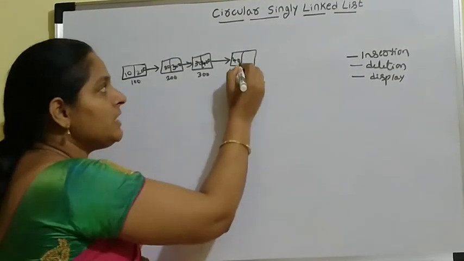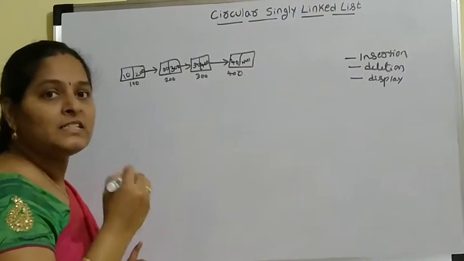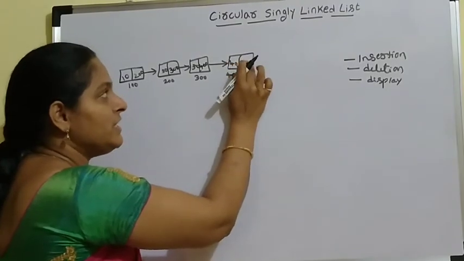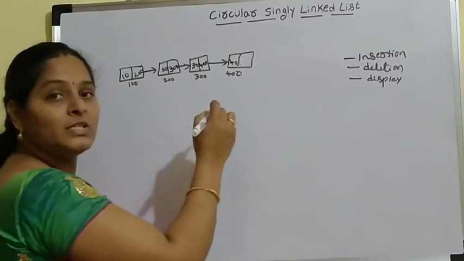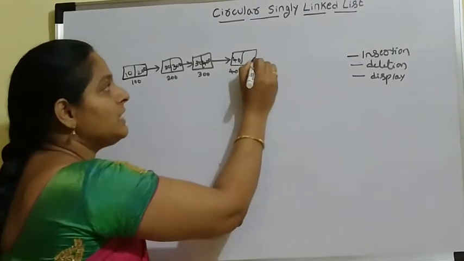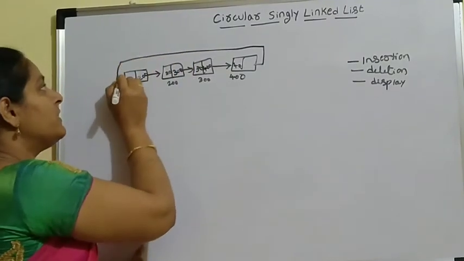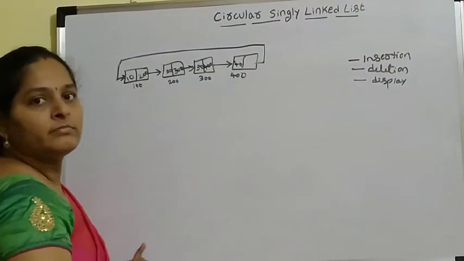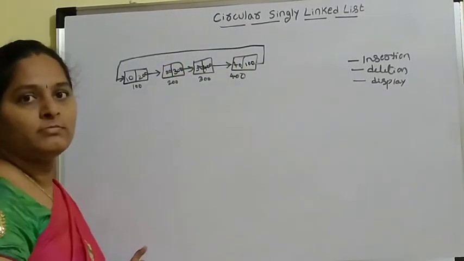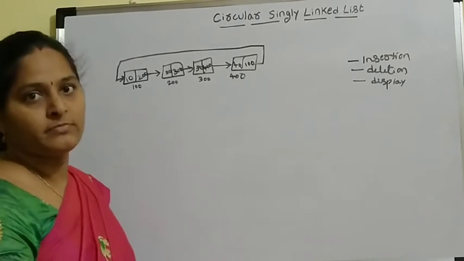This is a single linked list. If it is a single linked list, the last node's next part is null. But if it is a circular single linked list, there will be no null values in the next fields. The last node is circularly connected to the first node. That means the last node's next part points to the first node's address. So the last node's next part contains the address of the first node. This is the way to represent the circular single linked list.